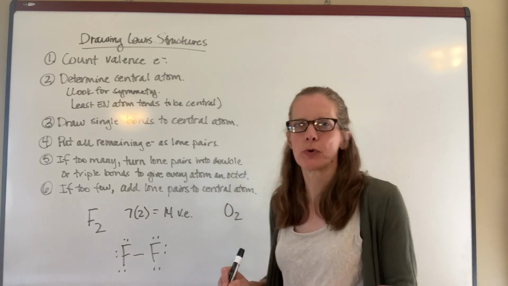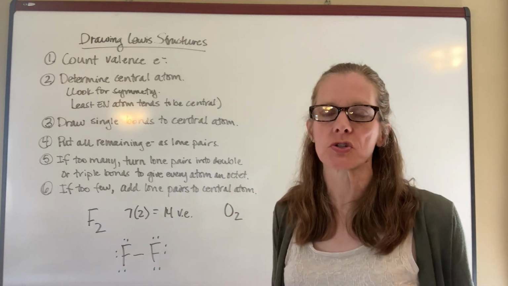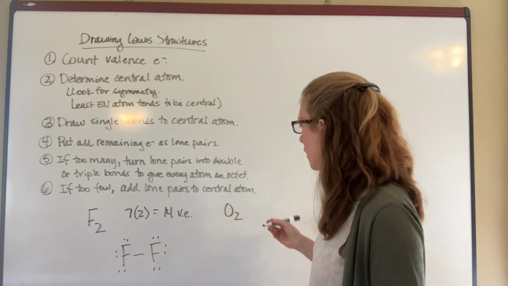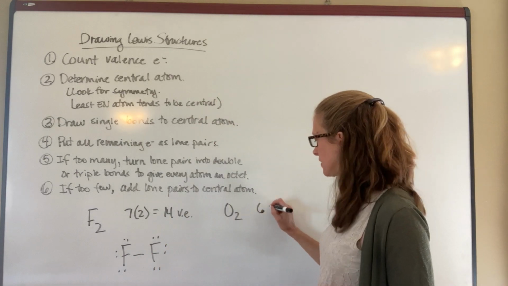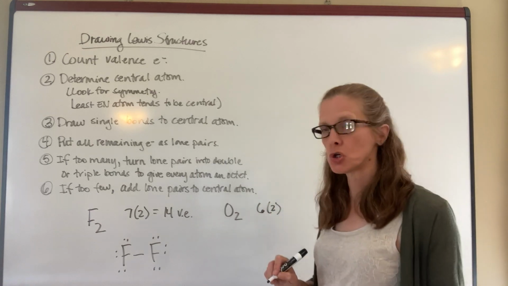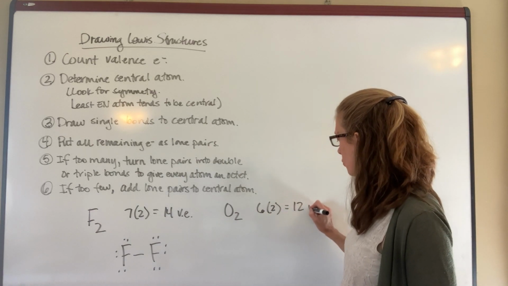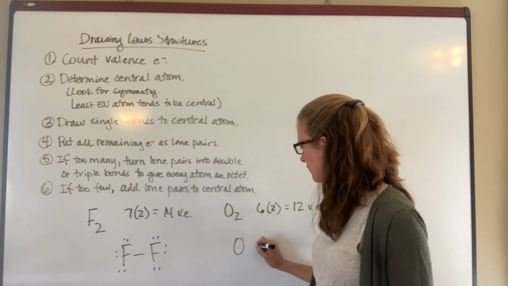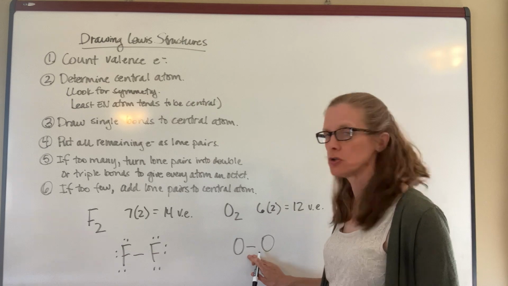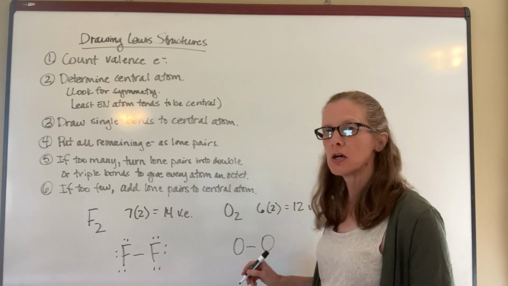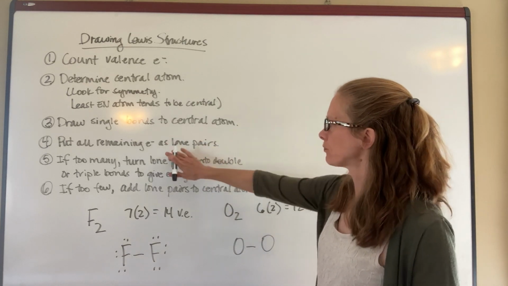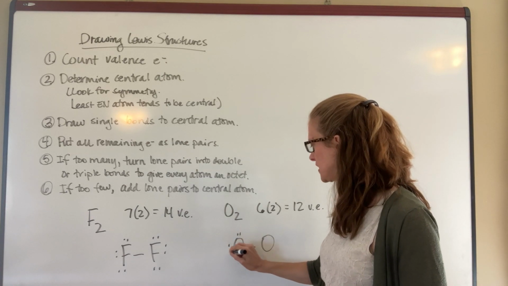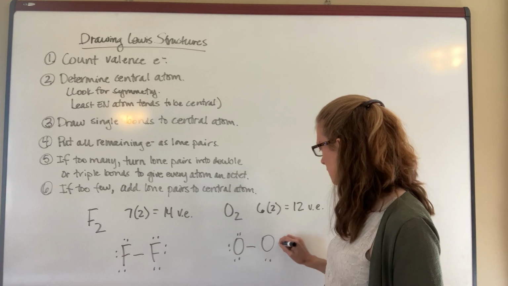We did this example the other day, and so we already know what it looks like, but for the sake of how to draw the Lewis structure, let's just go through this one as well. Oxygen has 6 valence electrons. I have 2 of them, and so that's going to give me a total of 12 valence electrons. So again, I just have 2, so obviously they're going to be bonded together. So there I've used 2 valence electrons. So now I'm going to put the remaining electrons as lone pairs. So I've got 2, 4, 6, 8, 10, 12.